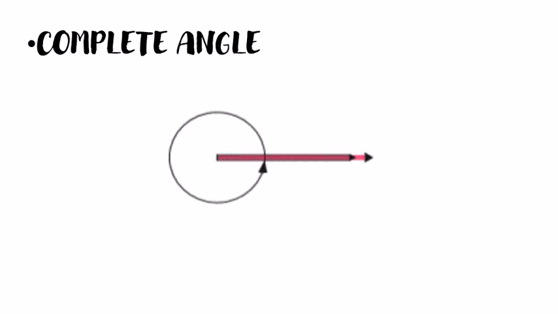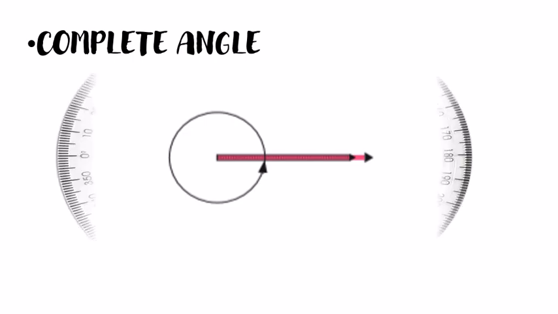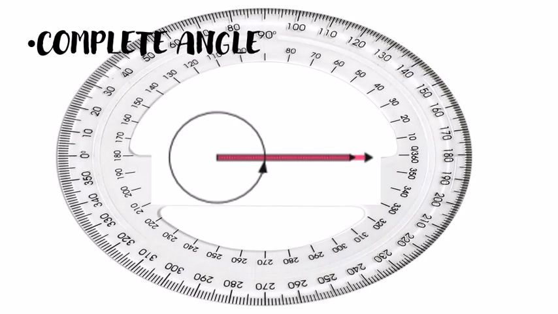And the next type of angle is complete angle or a full angle. Now the measure of a complete angle or a full angle is always 360 degrees. So, if we measure this angle on a 360 degree protractor, we will find that the measure is always 360 degrees. If you calculate, the measure will always come to 360 degrees.